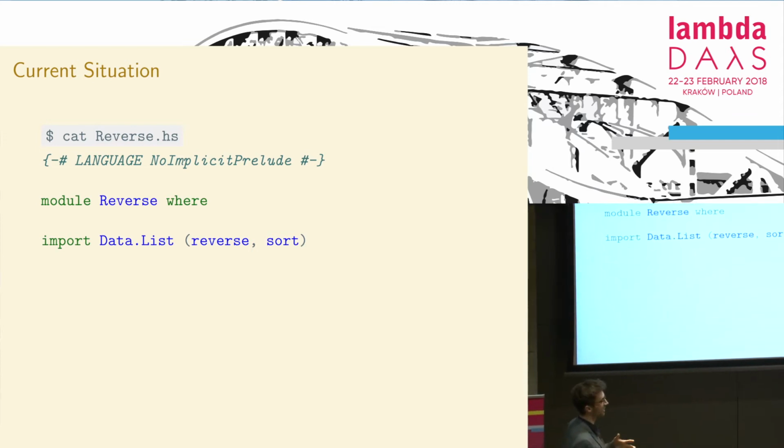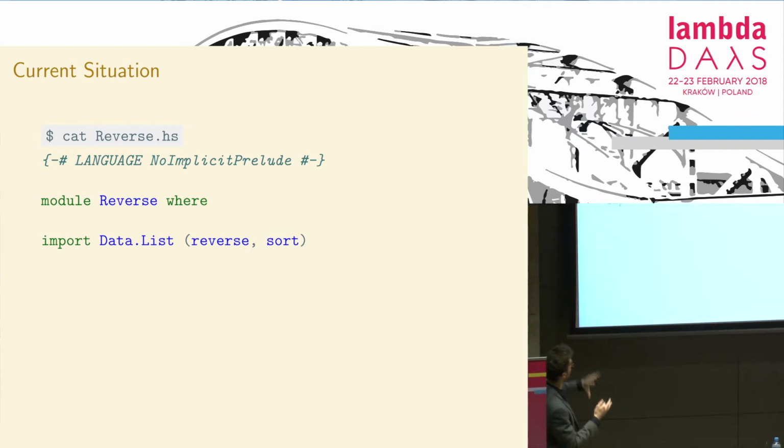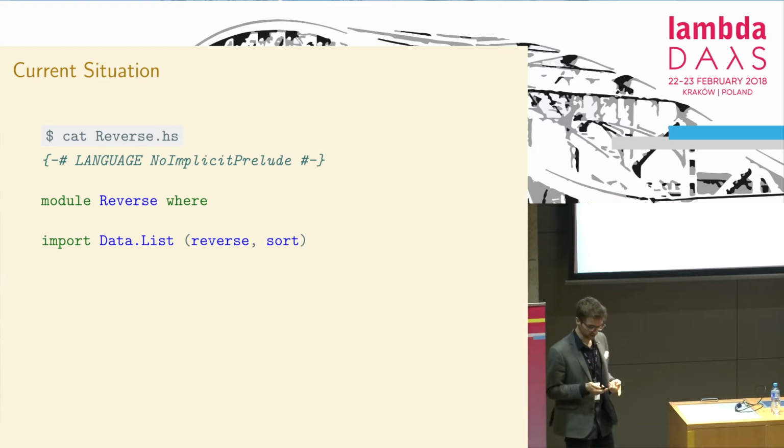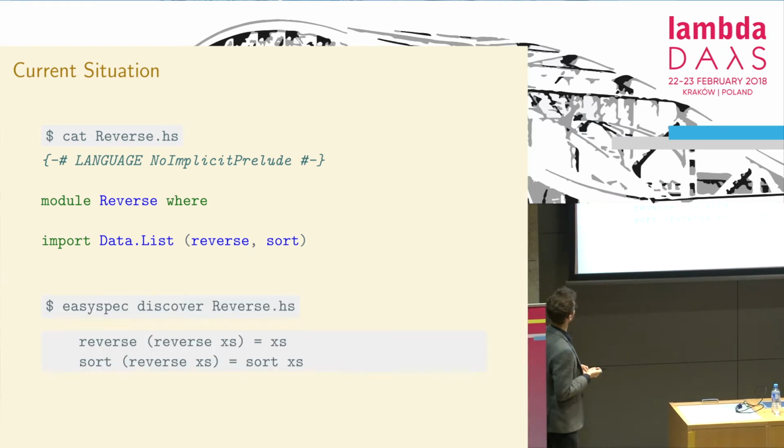Now, the current situation after this automation is that we can have this little piece of code where there are only two functions in scope, namely the reverse function and the sort function. We can press a button, or rather run a command, and we get the signature, the properties automatically. So no need to write this code to run QuickSpec anymore.